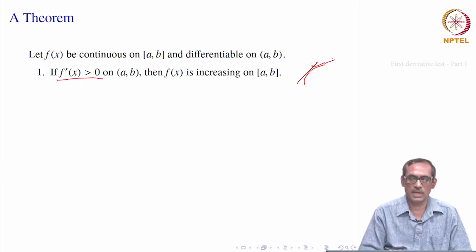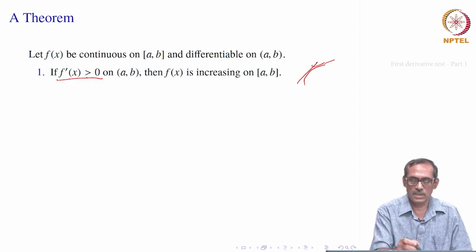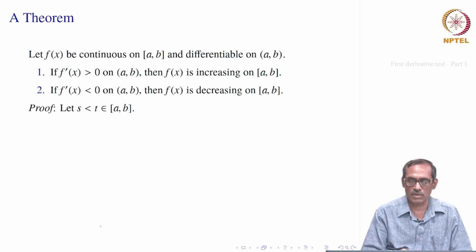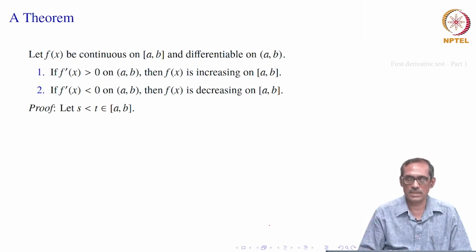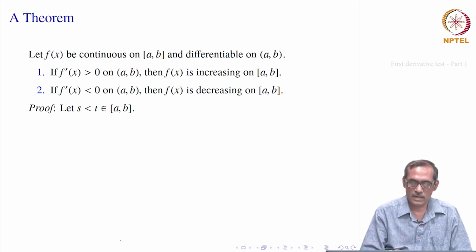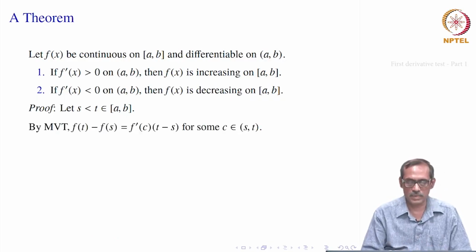So, that is intuitively what we will see. And if f prime x is less than 0 on a b, then f of x will be decreasing on the closed interval a b. So, let us take, say, 1. How do we prove 1? Suppose s is less than t, both in the closed interval a b.